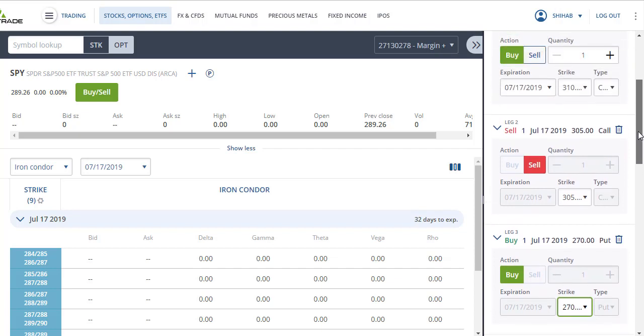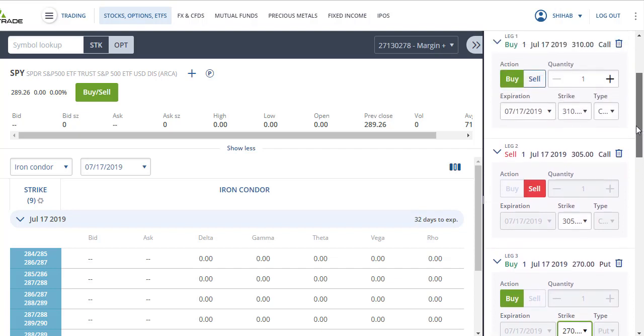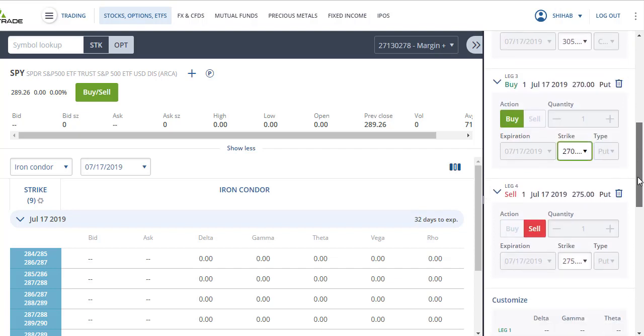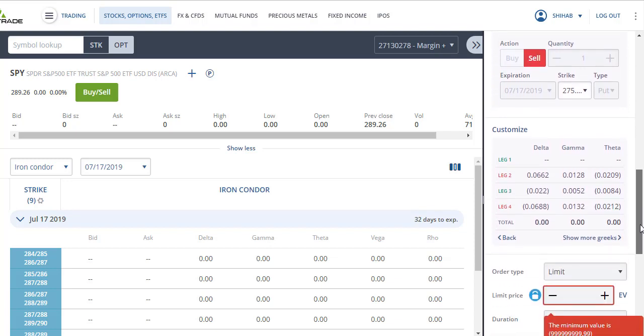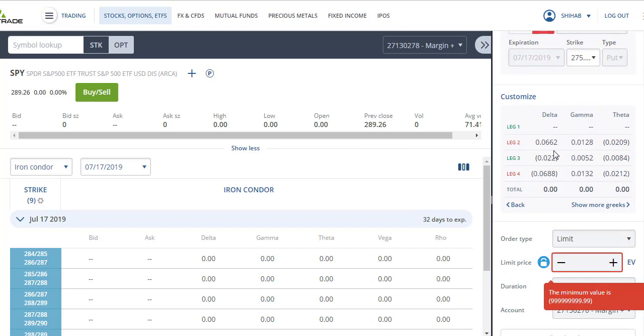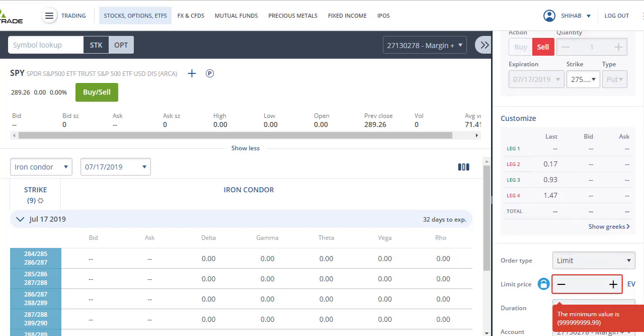So we've got on the call side, we're selling the 305, we're buying the 310. And on the put side, we're selling the 275, buying the 270 for protection. It's going to give us about a 90% probability of profit. But here's what you would collect. On the put side, you'd collect about $50. And on the call side, well, because the market is closed right now, there's no activity on this. But it's probably going to be around 10 or 12 cents.